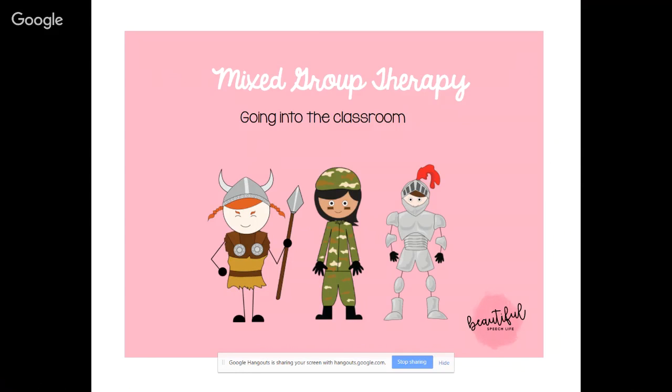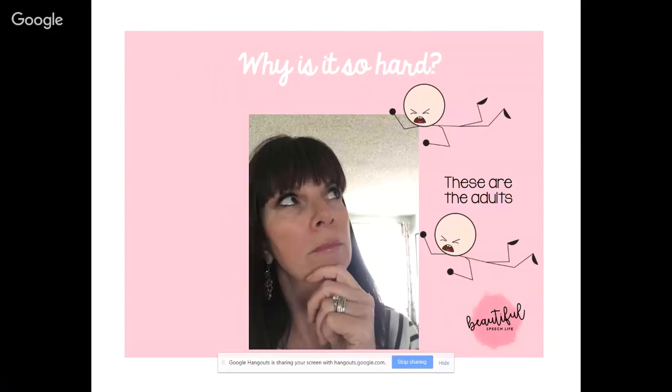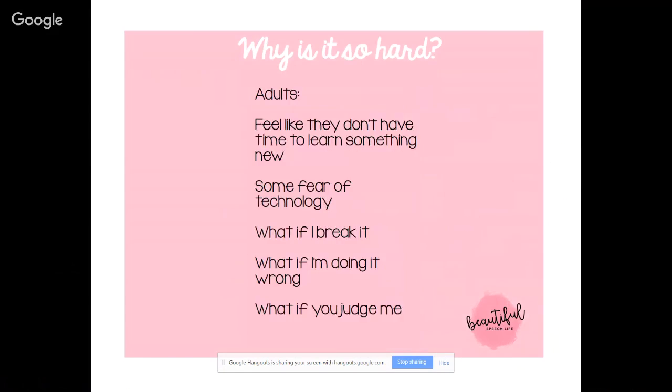So now we're going to talk about going into the classroom. Here's all the SLPs. They're all armored up and ready because it's not easy. It's hard. And why is it so hard? These are the adults that are having the tantrums, right? For the adults that you go in and you've got the aides and the teachers, they have a hard job. A lot of times the teachers are already overworked and they feel like they don't have time to learn something new.